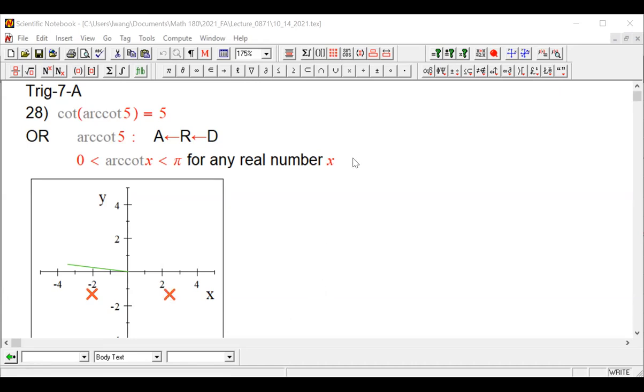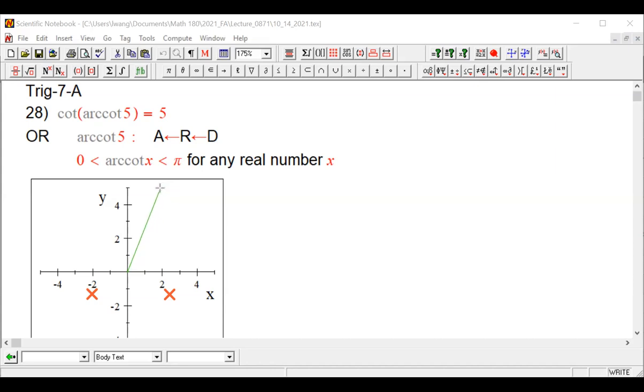No fly zone. So with that said and done, we know that cotangent in the first quadrant is positive, in the second quadrant is negative. So now we have a ratio of 5. 5 is positive. So where is the terminal side going to be? It's going to be in the first quadrant, okay?